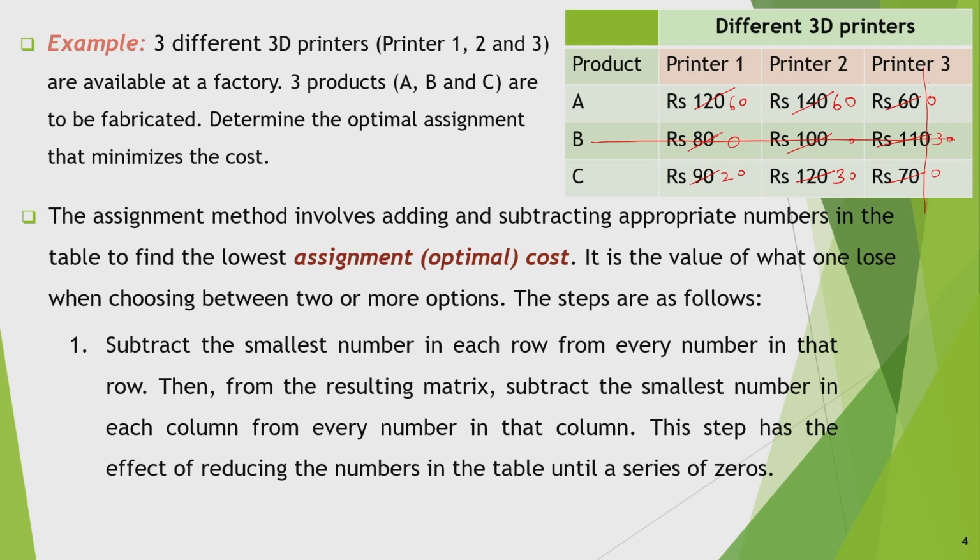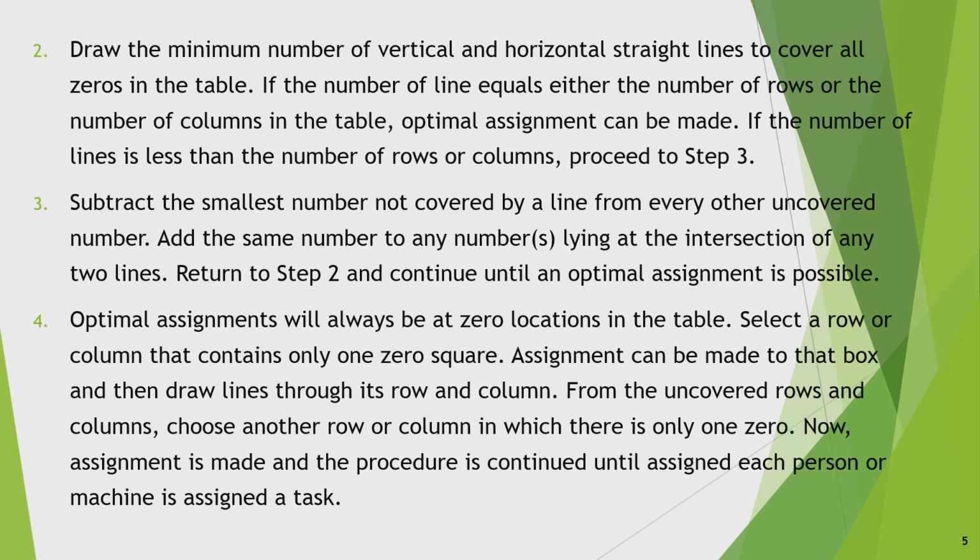Okay. So we will put here 20. That means this was actually 30, but it will become 50 here. Okay. So this process also we do. So here an optimal assignment will always be at 0 locations in the table.